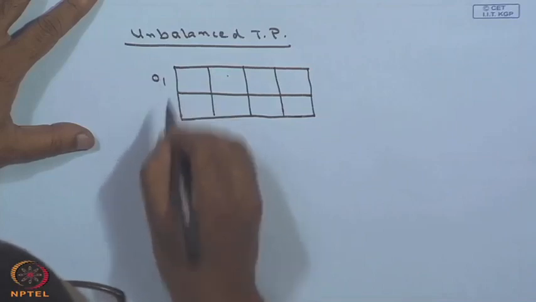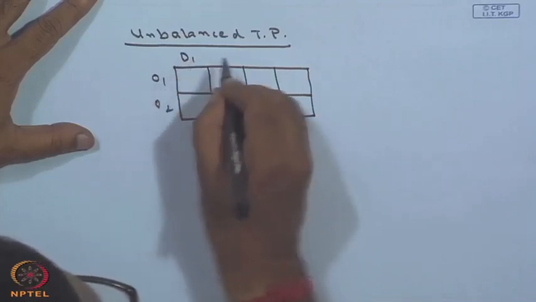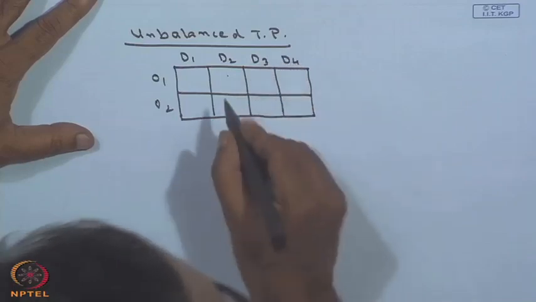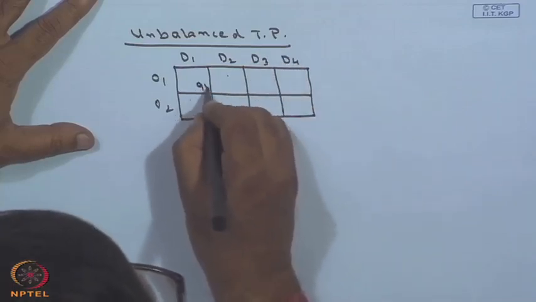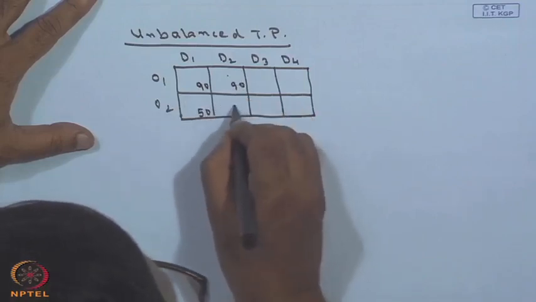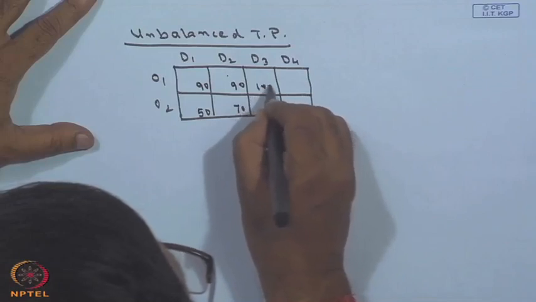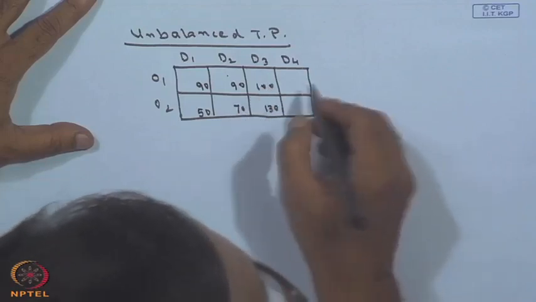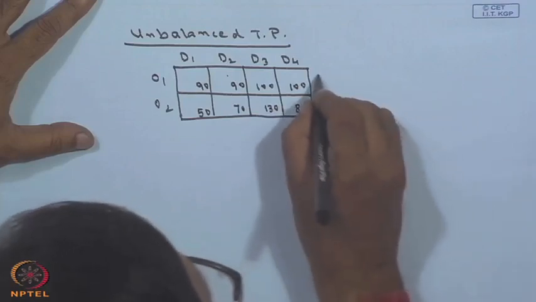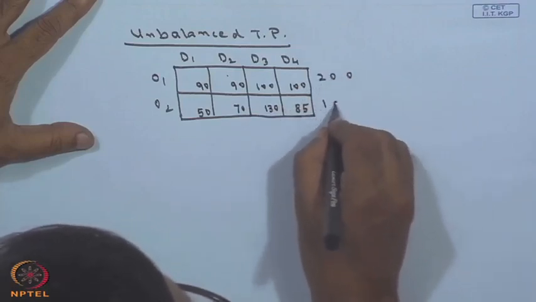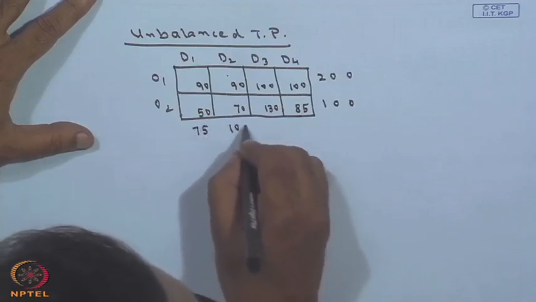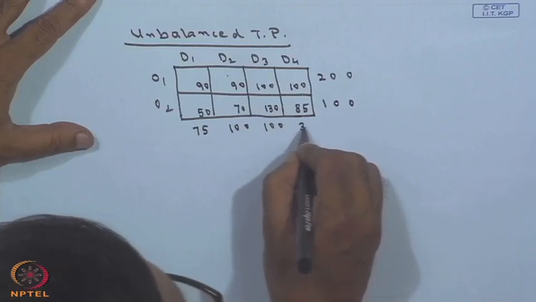So, you have origin 1, origin 2, destination 1, destination 2, destination 3, destination 4. The costs Cij are given like this: 90, 50, then 90, 70, after that 100, 130, then 185. The availability is given as 200 here, 100 here, and the demand is 75, 100, 100 and 30.